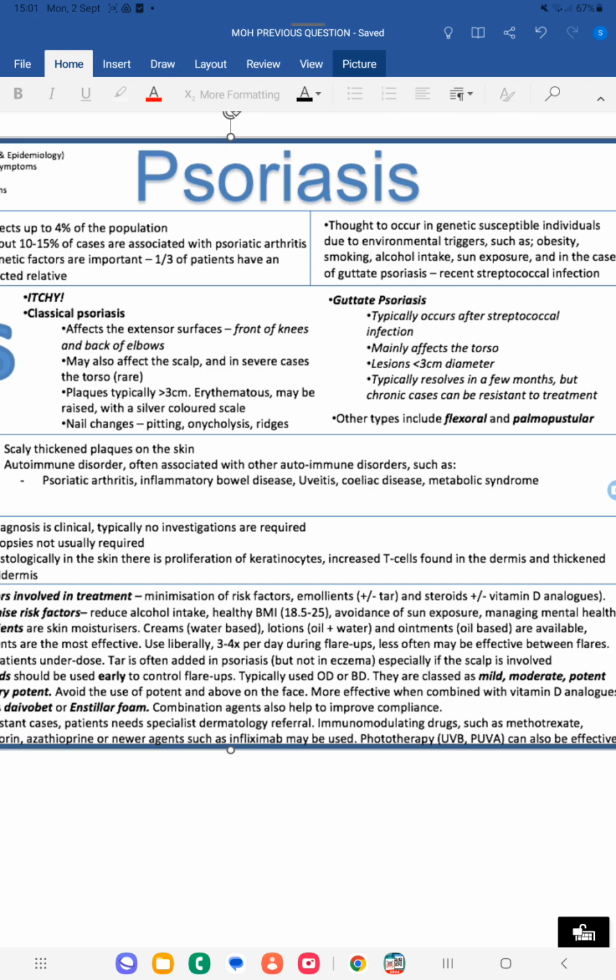In guttate psoriasis, the main thing is the history of streptococcal infection. After that you get skin lesions less than 3 centimeter in diameter, forming in the upper back and in the chest area. In those portions you get small drop-like lesions forming. That is called guttate psoriasis.